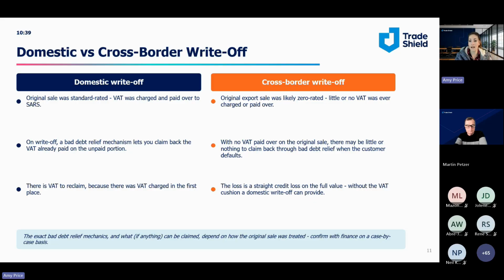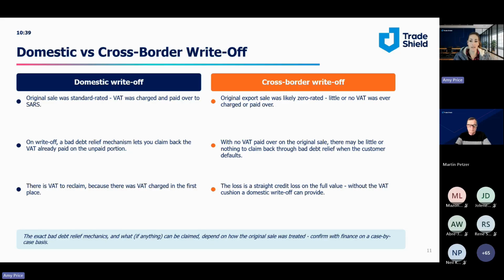Obviously, there's still the value of the invoice that you would be writing off, and either that's going to come from your credit insurer or it's coming from your bad debt provision fund, but there would be no relief from a VAT perspective. What that means practically is that if you write off a cross-border invoice, it is better to have it zero rated. It's a lot less admin on your side for you to be able to have it zero rated.